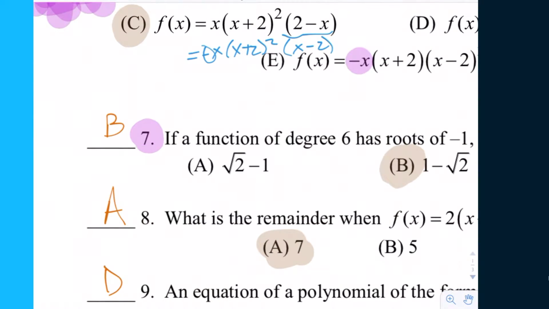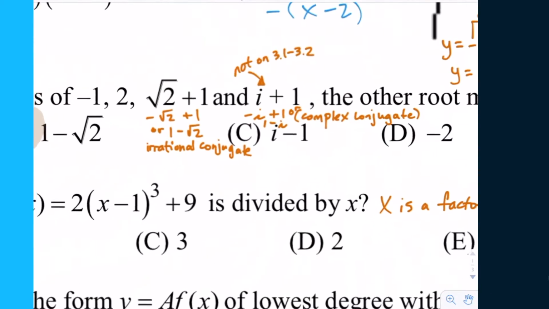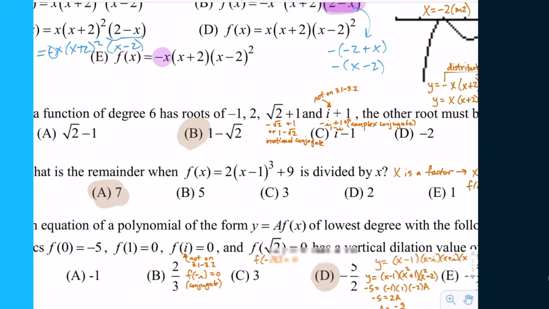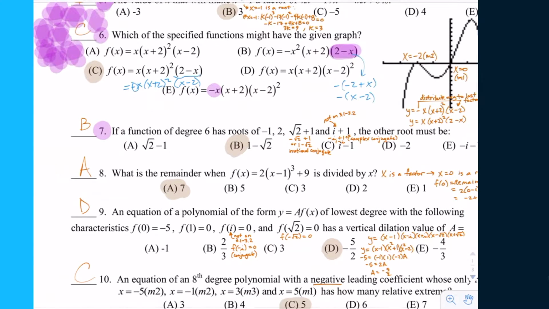Okay. I love number 7. However, you're not going to have this right on there. See how this says i plus 1 is a root? That's not on 3.1 to 3.2. But just so you know, it's like the radical conjugate theorem. It's the complex conjugate theorem. If i plus 1 is a root, then negative i plus 1 is also a root. So if I give you a question like this, you're just going to have rational numbers or irrational numbers. And the irrational ones come in pairs. So if square root of 2 plus 1 is a root, so is negative square root of 2 plus 1, which when you flip it around is 1 minus the square root of 2, which is b. All right?